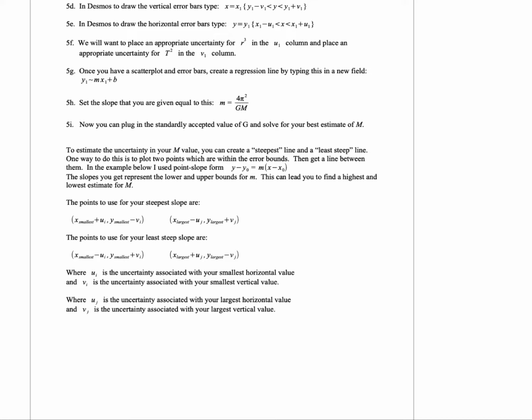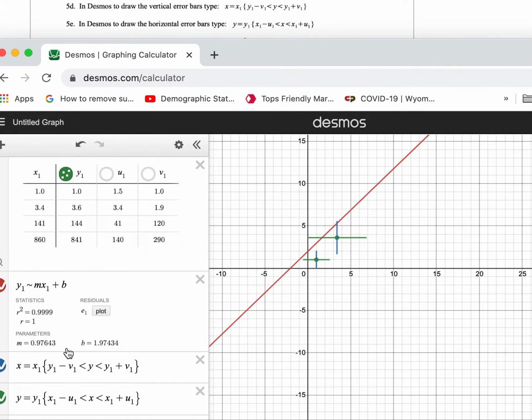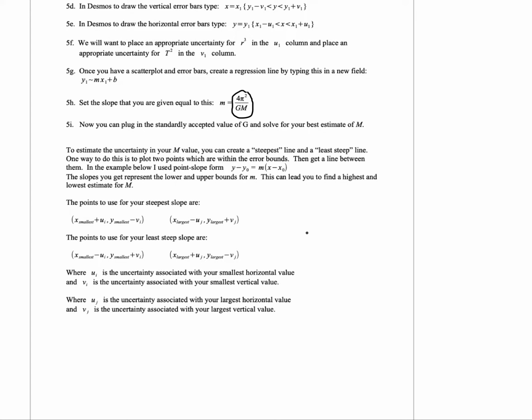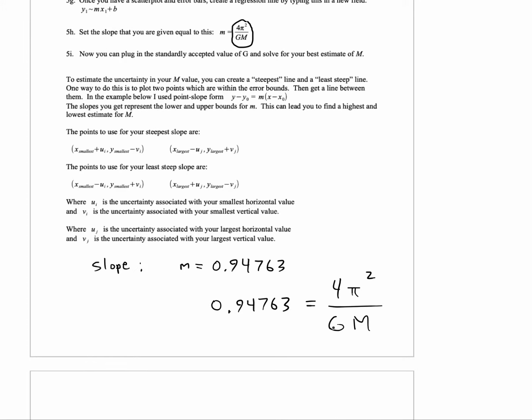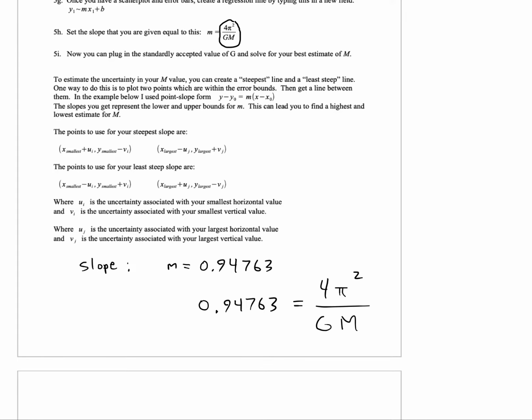Okay, so we want to set the slope that we're given equal to the formula 4 pi squared over gm. My m was 0.97643. All right, so I want to set that equal to 4 pi squared over gm. So 0.94763 equals 4 pi squared over g times m. We're going to want to plug in what we know g to be, which is 6.67 times 10 to the minus 11, and we'll solve for m.